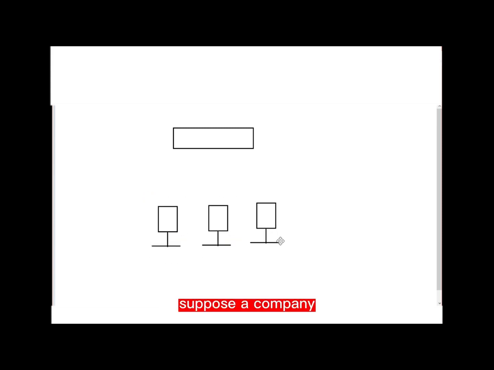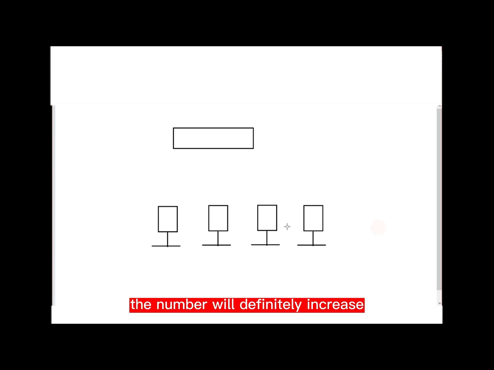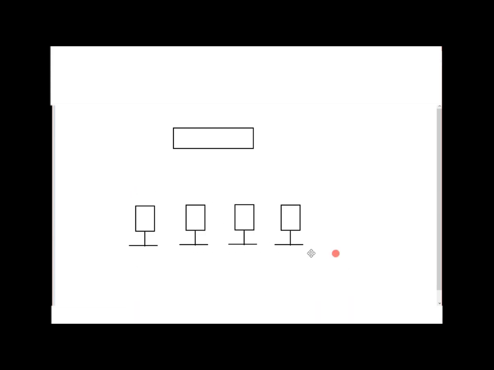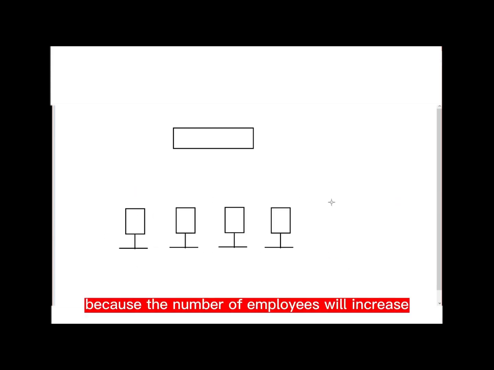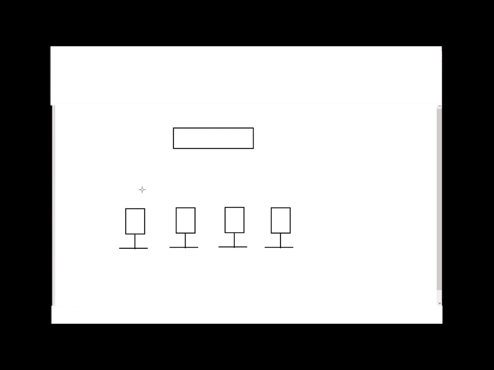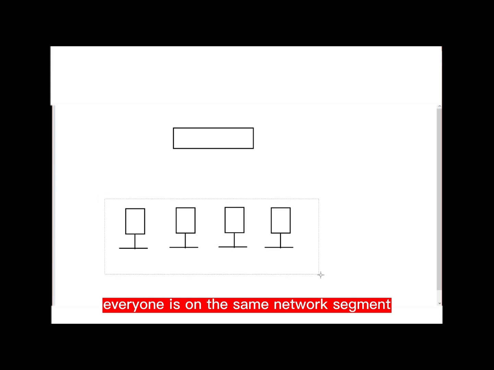We just talked about hubs. For devices such as hubs, everyone must first be clear under what circumstances we should use such a device. I give an example. There are multiple PCs down there. Suppose a company. The number will definitely increase, because the number of employees will increase. Everyone needs to communicate with each other. Everyone is on the same network segment.